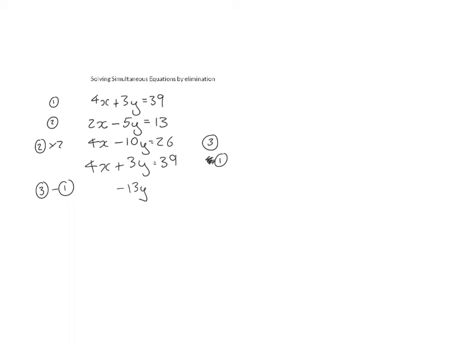Okay. Minus 13y. And then you've got equation 3 minus equation 1. So 26 minus 39. You don't get 26 because that's equation 2. No, this is equation 3 because this is the one that's been multiplied.